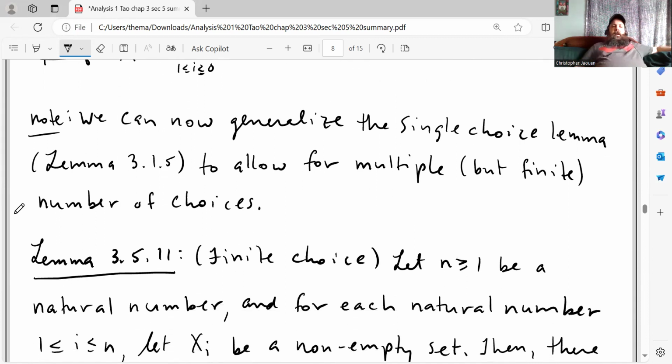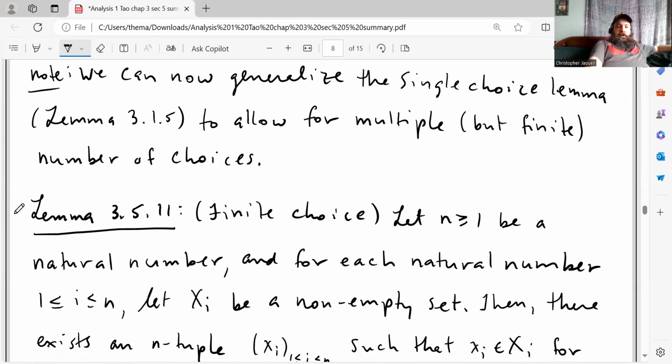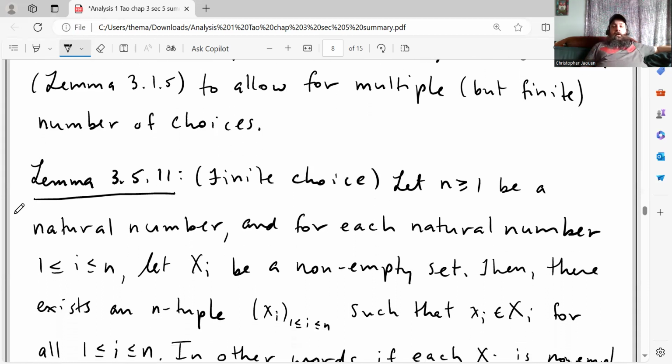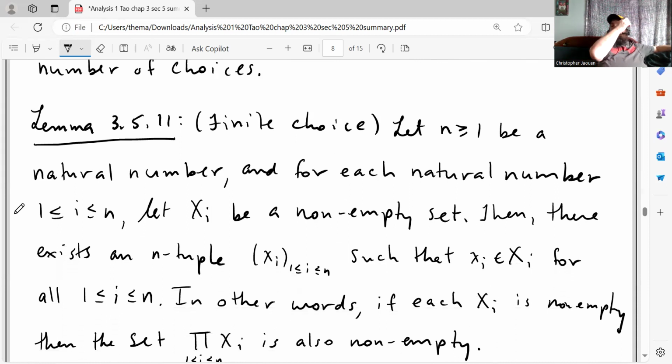Another note here, we can now generalize the single choice lemma, which is lemma 3.1.5, which we went over in section 3.1, which was a while back now, but you can look back at the video when we talked about that, to allow for multiple but finite number of choices. So we're going to extend now the single choice axiom to multiple choice or finite choice. Note that we're not talking about an infinite choice axiom. We have to wait for that until chapter 8, where we talk about the axiom of choice. But here we at least get finite choice now that we have Cartesian products. So this is lemma 3.5.11.